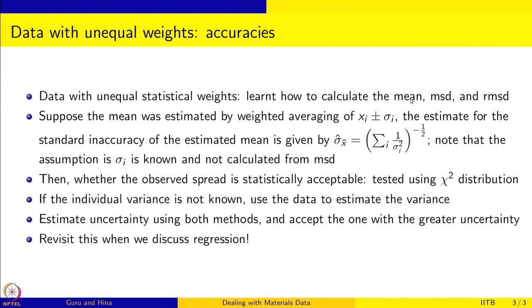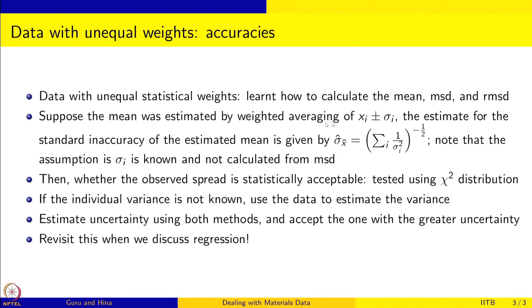We know how to calculate mean and MSD and RMSD for data with unequal statistical weight. And suppose the mean was estimated by weighted averaging of xi plus or minus sigma i. The estimate for the standard inaccuracy of the estimated mean, right? We have calculated the mean by looking at some numbers, but they had this kind of standard deviation. Now you want to estimate the inaccuracy in the mean, that is the sigma hat for x bar, that goes as 1 by sigma i squared summed to the power minus half, if sigma i is the standard deviation of each point.